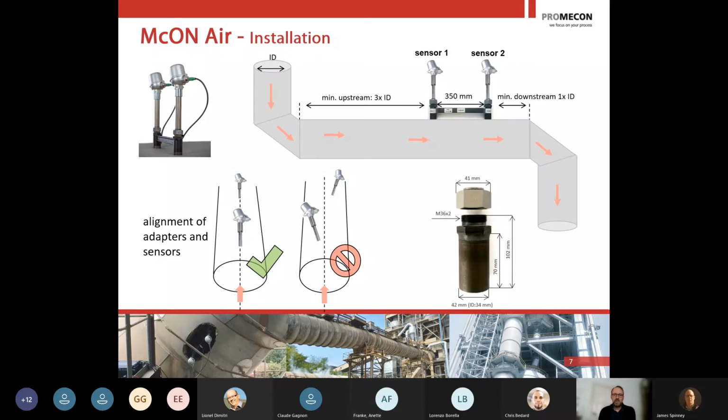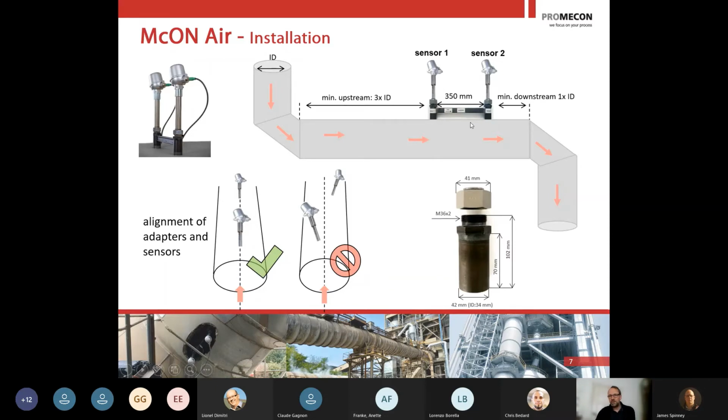So let's say the minimum straight section we need upstream for the sensors is 3 inner diameters. Of course, longer distances with less stratification from bends or any kind of other disturbances are beneficial for the flow conditions in the measurement section. But you have these 2 sensors installed in the duct. So you have a sensor 1, sensor 2.